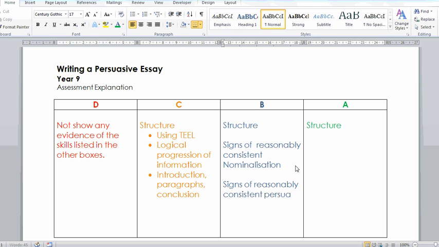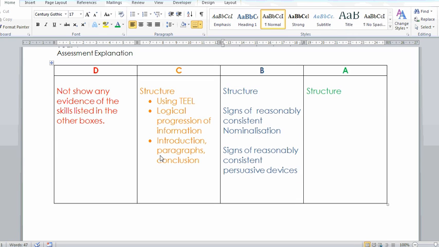The other thing that we're looking for is signs of, and I'll use that term again, reasonably consistent persuasive devices. So even if you don't know what a persuasive device is, you can still get a C for your piece as long as you follow the structure. However, in order to improve the quality of your writing from that C level to that B, you need to make sure that you're actually thinking about persuasive devices and you're showing them in reasonable consistency.